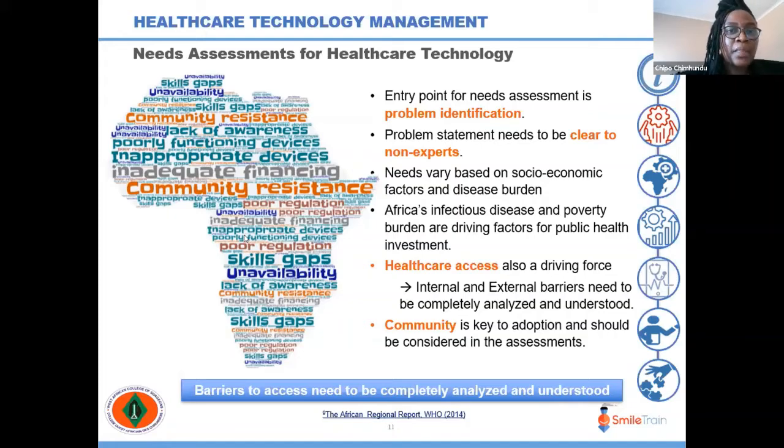But generally, we'll say in Africa, of course, infectious diseases and poverty burden tend to be the driving factors for public health investment, which is why you'll find it may be easier to access funding for equipment in that sector than it is to access funding for maybe our cleft lip and palate surgical equipment. Not to say that it is less important, but it may help understand why there may be a bit of a frustration in trying to access funding for our initiatives.